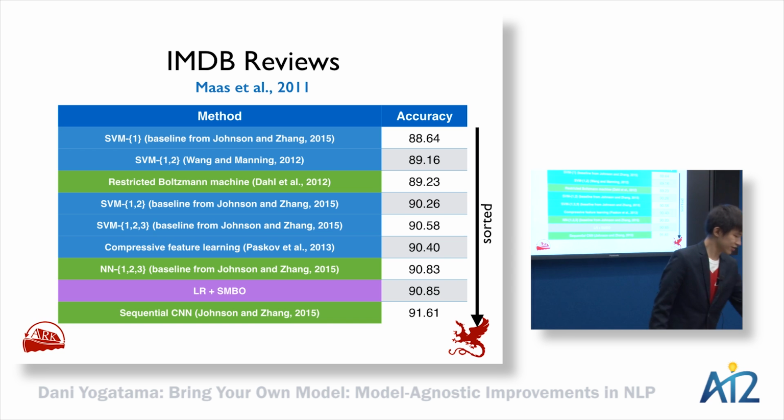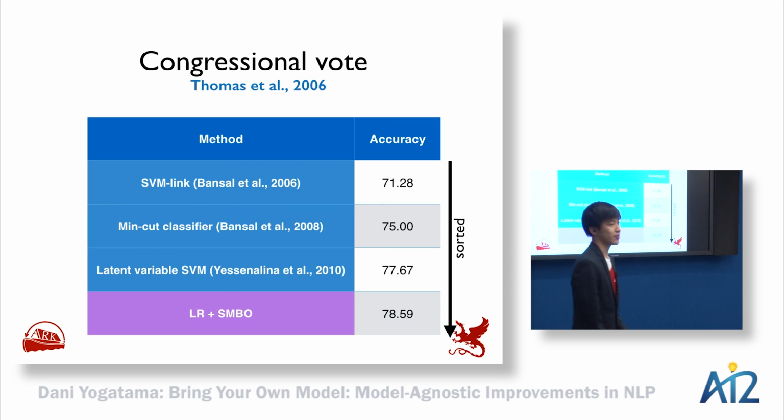So we also did more experiments. This is the second set of results from a different data set. The data set is to predict whether a congressman will vote yes or no. The baselines in this case are mostly variants of latent variable SVMs.